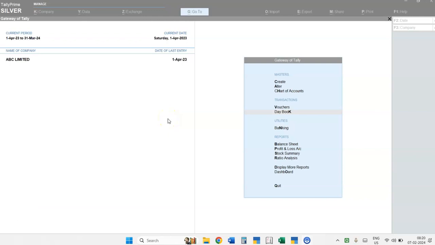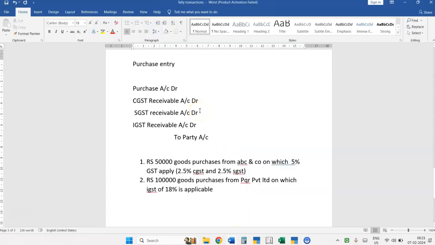Hello friends, in this video we are going to discuss how to make the purchase transaction entry in Tally Prime 4.0. So let's start today's discussion. First we will discuss what the purchase entry will be in the books of account.